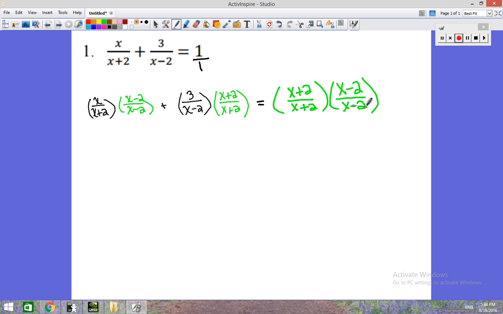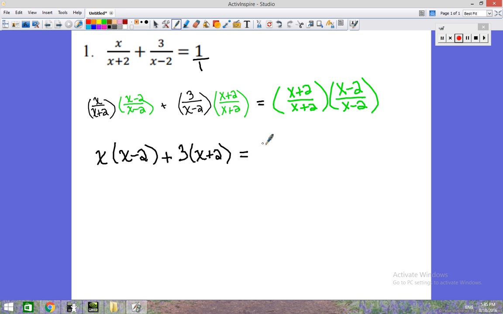If we multiplied every term by that common denominator, all of these denominators would cancel. What we'd have left is the operations in the numerator. We've got x times this quantity. Now don't forget your parentheses. You need to multiply both of those terms by x. And the same comment with the 3. You need to multiply both of these terms by 3.